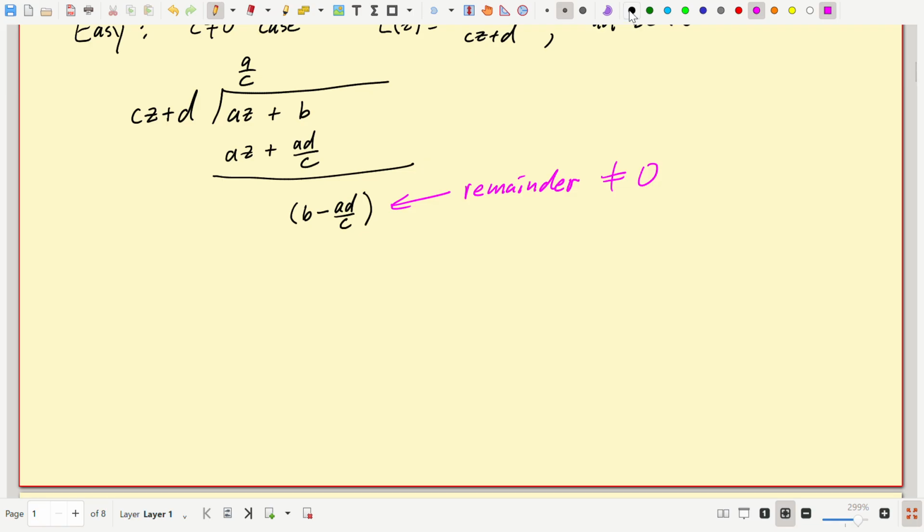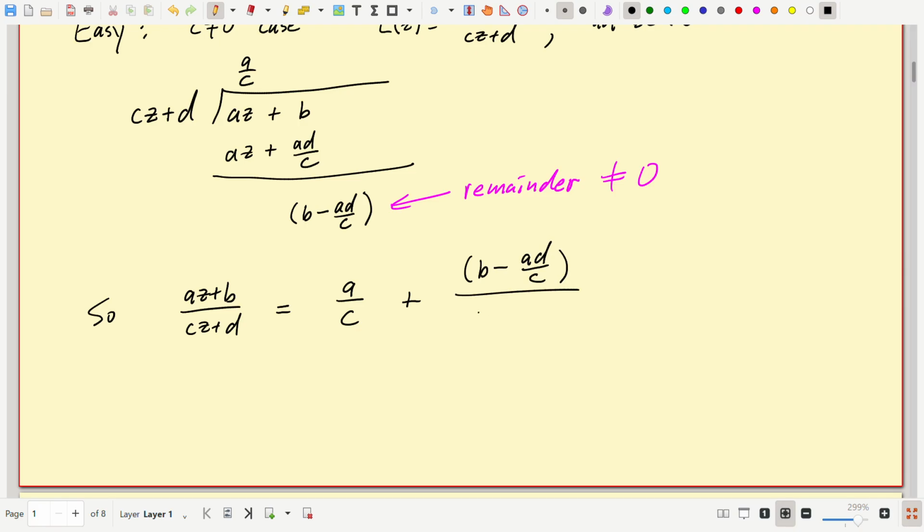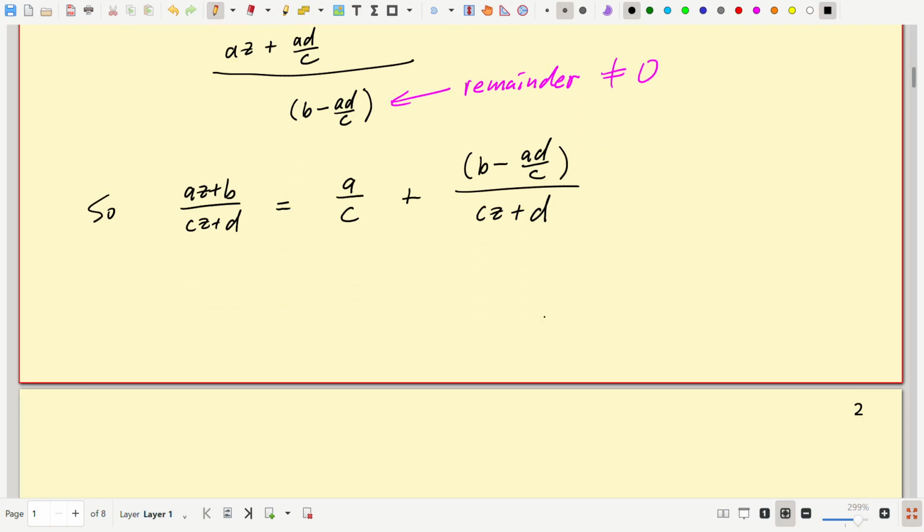And so what we see is that AZ plus B over CZ plus D is that quotient plus this number, B minus AD over C, divided by CZ plus D. Okay, that's after you do long division. And now it's really easy to see that the basic maps make that up.